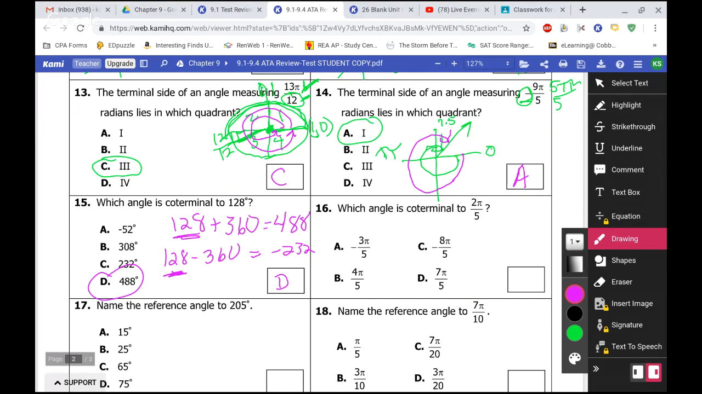Okay. Now, which angle is coterminal to 2 pi over 5? Basically, what I would want to add is 2 pi to this, because 2 pi is equivalent to 360, to get a coterminal angle. So what I told Braden to do the other day, when we did a few of these together, we did open parentheses, 2 divided by 5, close parentheses, plus 2, math, enter, enter.